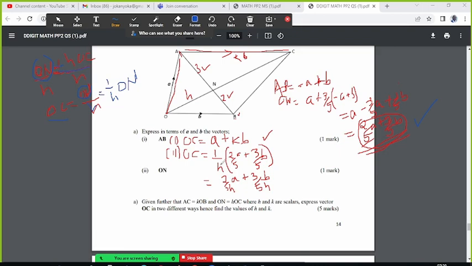Then evaluate, open brackets, 1 over h times 2 over 5 is 2 over 5h. Then 3 over 5h. I'm saying h is on the denominator.